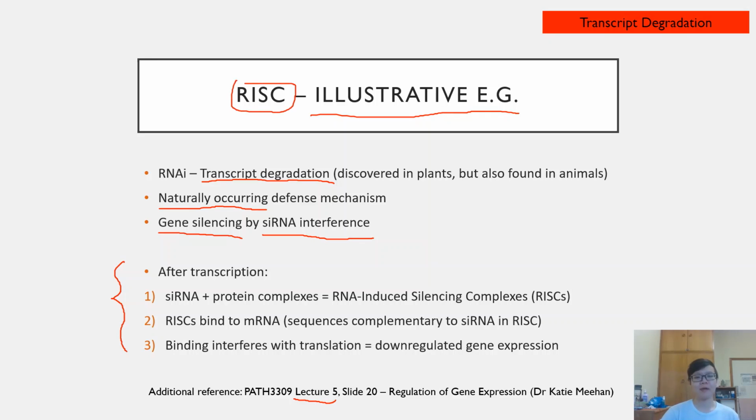Your siRNA binds to your protein complexes to form your RISCs, which are your RNA-induced silencing complexes. So once these RISCs are formed, they will bind to your mRNA, and these are complementary to your siRNA in your RISC. Now the binding interferes with translation, so you get a downregulation of gene expression.